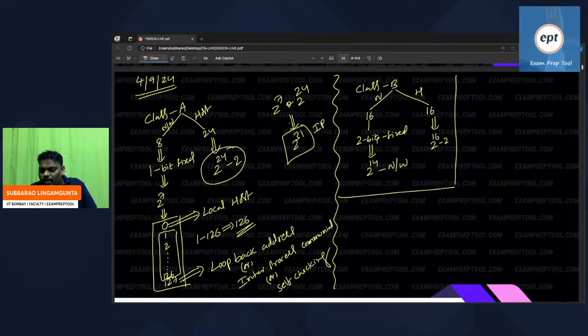Can you help me now? In class B, is host part all zeros possible? Of course, in class B, host part all zeros is possible.